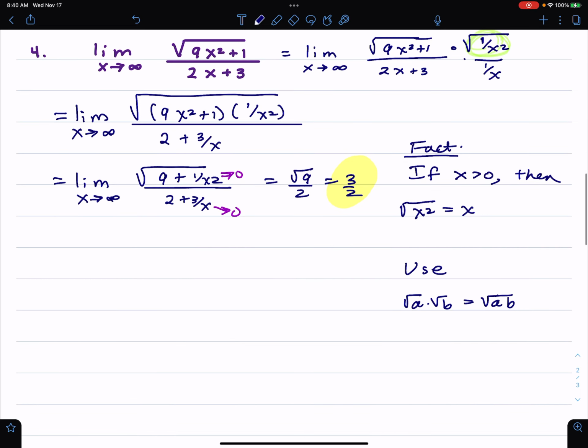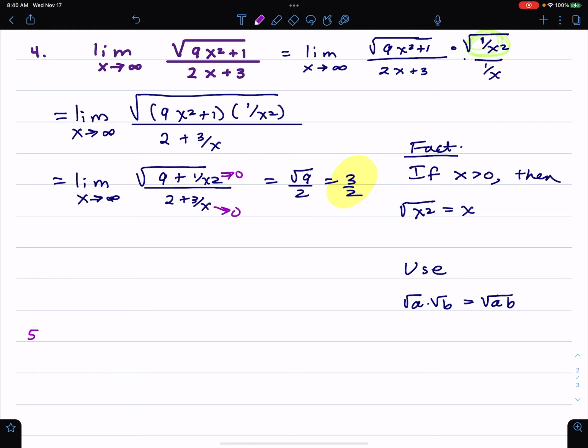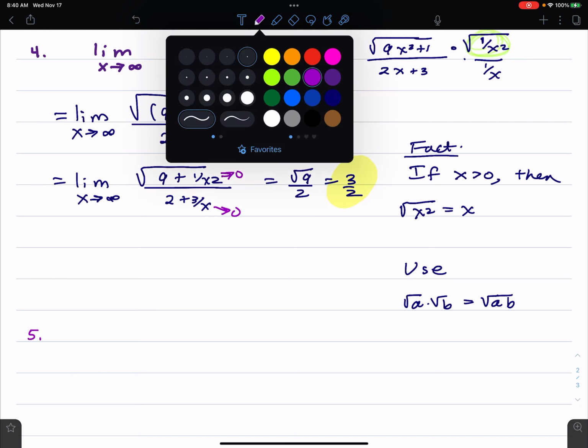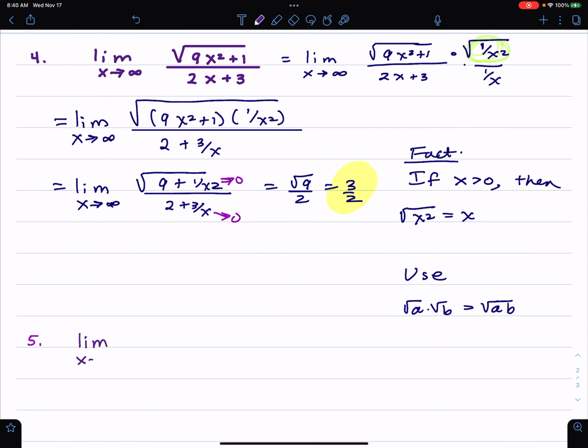However, let's see if we can try this for the next one. The next one is sort of like a bonus and sort of optional. I feel like to complete this video, I should do this. We're going to write down the exact same problem. This time x approaches negative infinity.